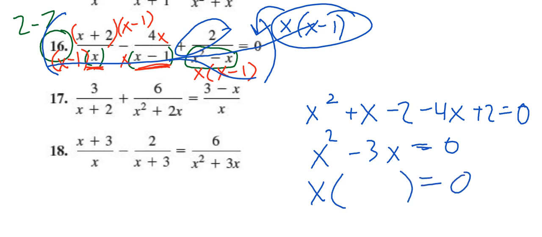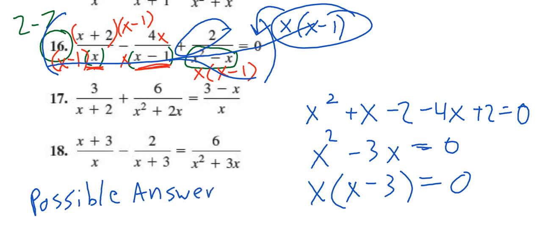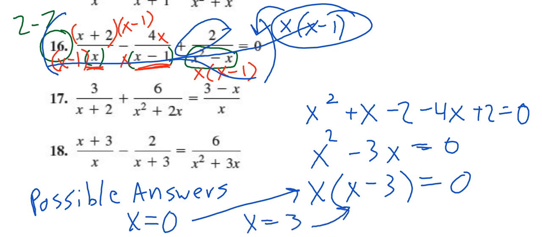And in order to factor it, we could pull out the GCF, which happens to be x. So what are the two answers? I'm going to write this down. Possible answers. Okay, so my possible answers are x equals 0, which we get from this factor, and x equals 3. Now, why am I saying possible answers?